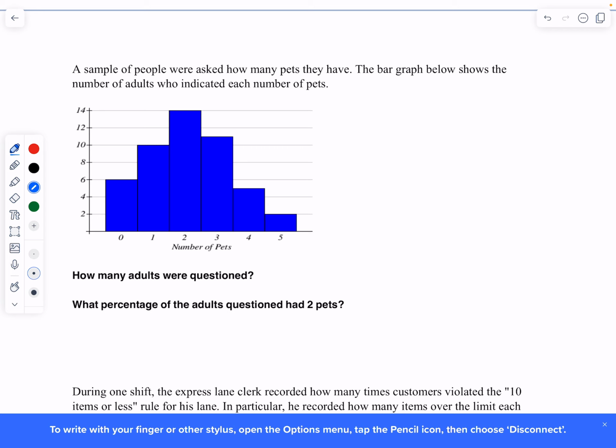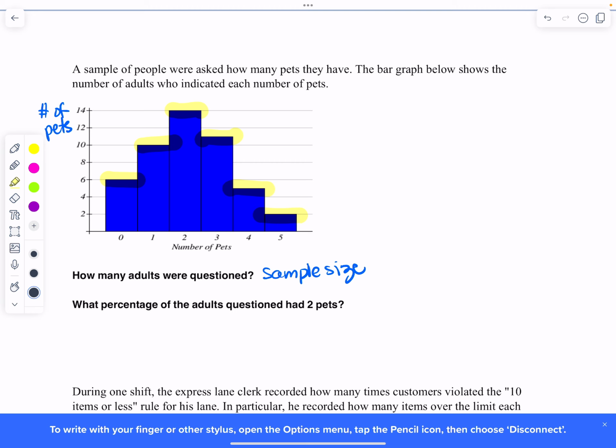The y-axis is the number of pets that these people owned. Okay? It says how many adults were questioned. Well, they don't tell us in the original information. So what I'm going to do is find the sample size. And to do that, again, what I'm doing is I'm adding up all of the heights of each of the bars. So I'm highlighting the height of the bar.